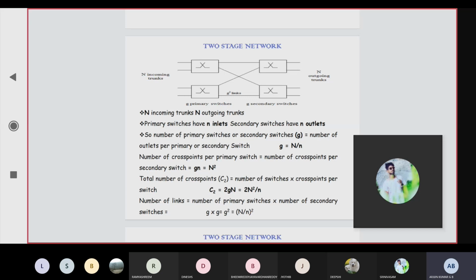Everyone, please note this derivation is very important. This is a two-stage network. They will ask direct questions from this topic. They will ask you to derive the expression for a two-stage network if m, the number of incoming trunks, is greater than or less than the number of outgoing trunks. m is nothing but incoming trunks. n is the outgoing trunk.